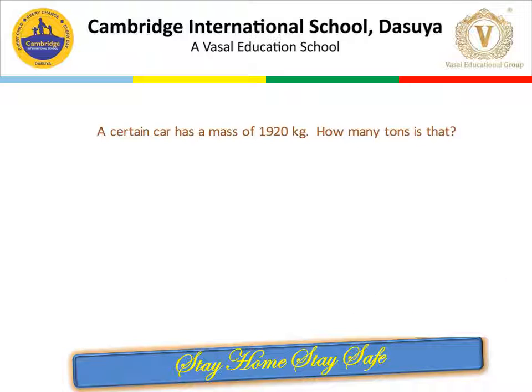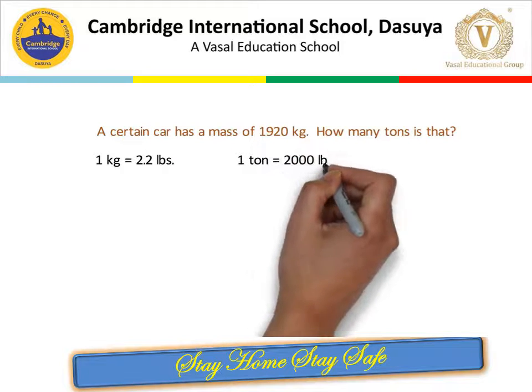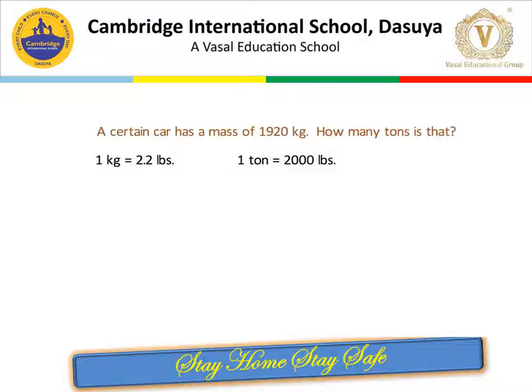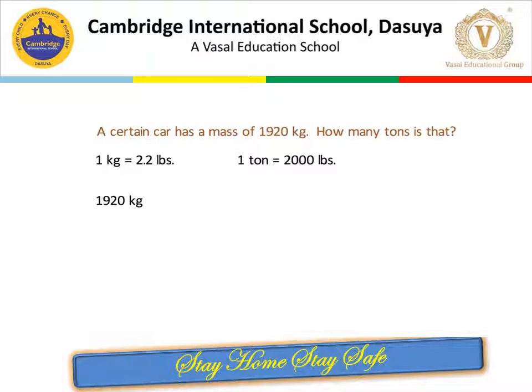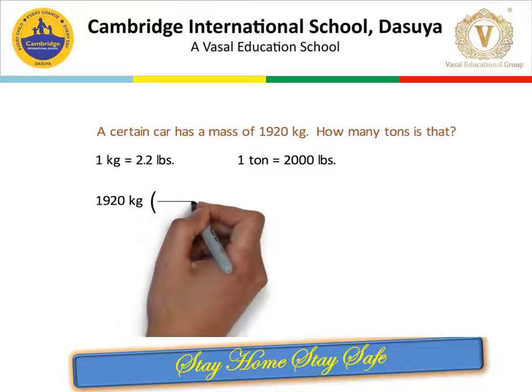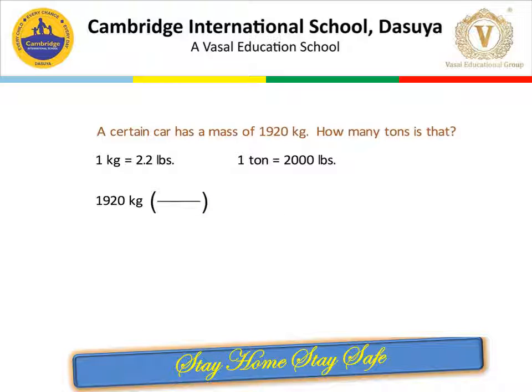Just like always, we need the conversion factor before we can solve this, but this time we need two conversion factors. One to convert from kilograms to pounds, and another to convert from pounds to tons. So this is going to be a two-step problem. We start the problem by writing down the quantity from the question, 1,920 kilograms. And then we multiply this by a fraction. The two numbers that go in the fraction come from one of the conversion factors.